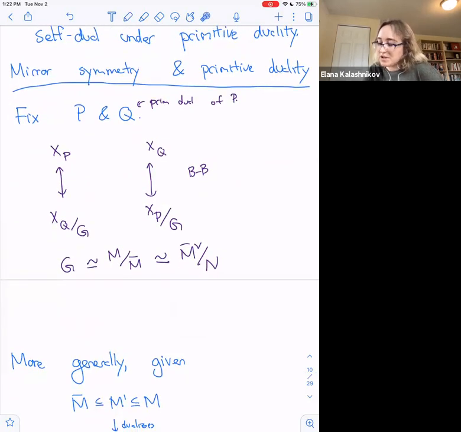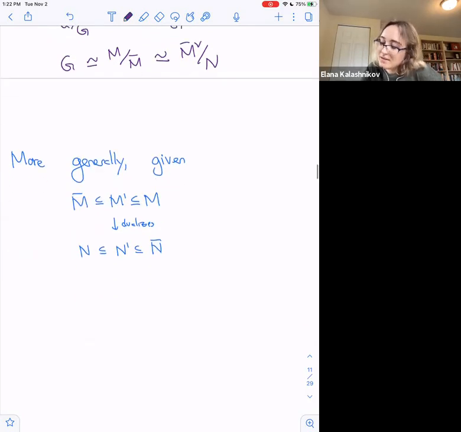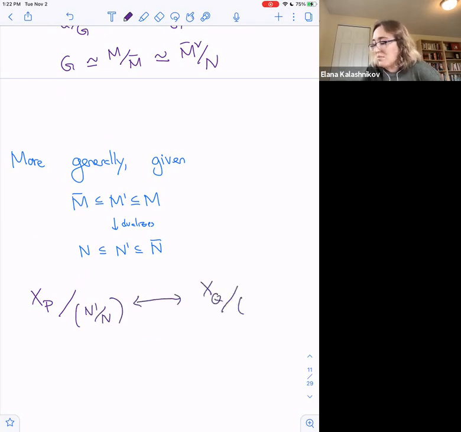And then you can be a little bit more general. Say you have M bar, which is the lattice spanned by the vertices of Q, sitting inside M, and you take an intermediate lattice M prime, and then you dualize this whole sequence to N sitting inside N prime, sitting inside N bar. Then Batyrev-Borisov duality does the following. It takes X_P modulo the group N prime mod N to X_Q modulo M prime mod M bar.